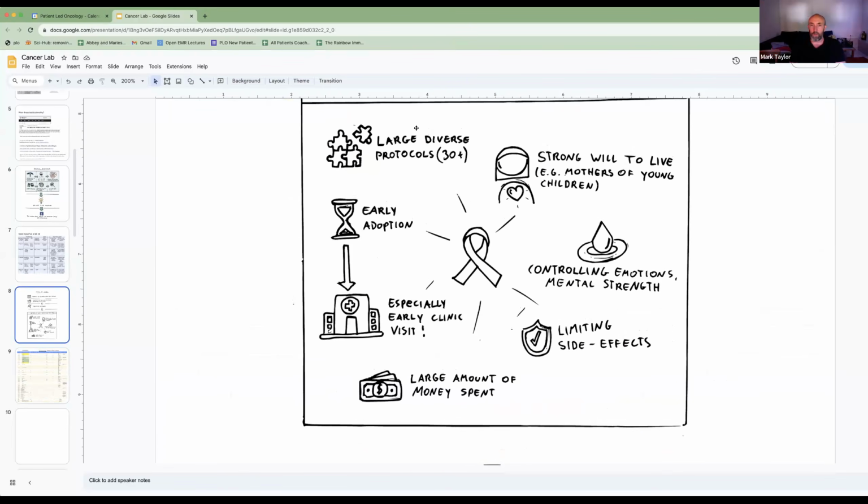So large protocols, we call them the 30 plus. Early adoption of the protocols. If people didn't find out about integrative oncology until they'd already got resistance, it didn't work. So it seemed that a lot of these anti-cancer approaches that people talk about were really more prolonging the life of the primary treatment.